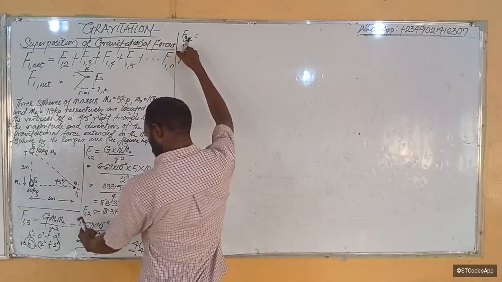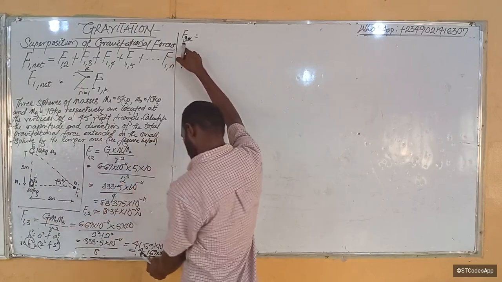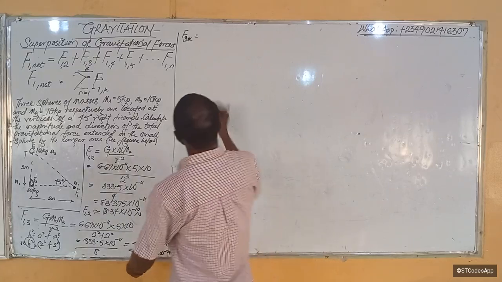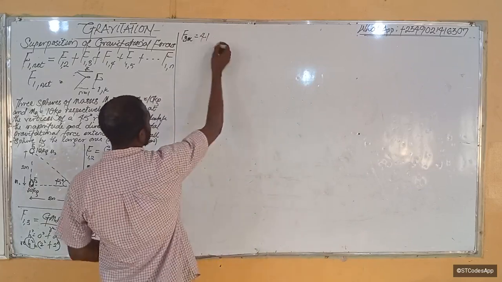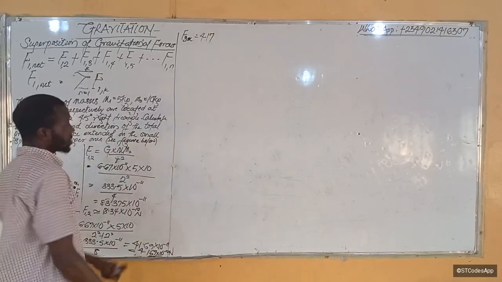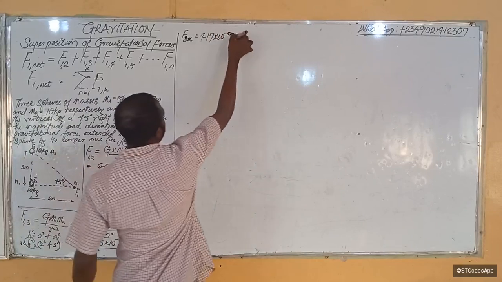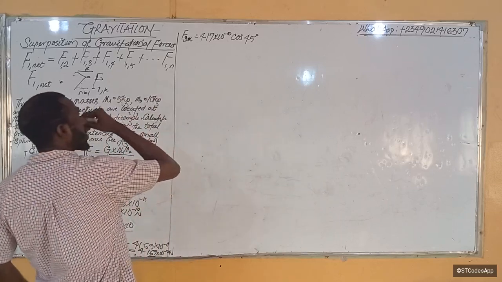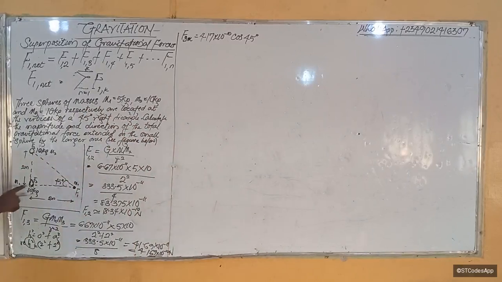What is F3? That's this guy here, in Newton. Put Newton, please. So that will be 4.169, let's use 2 decimal places, please, times 10 to the power minus 10 cos, we are closing 45 degrees. Okay? That will be on the x-axis. Then which other force is on the x-axis? This force is also on the x-axis, right?